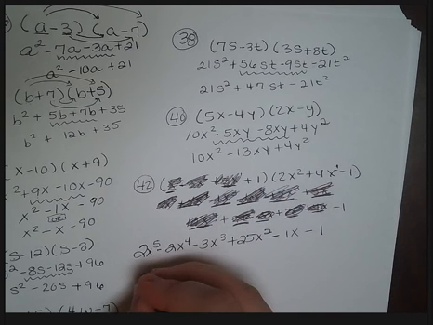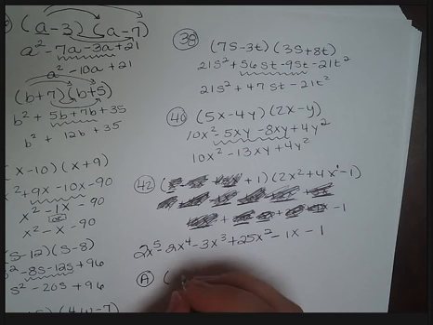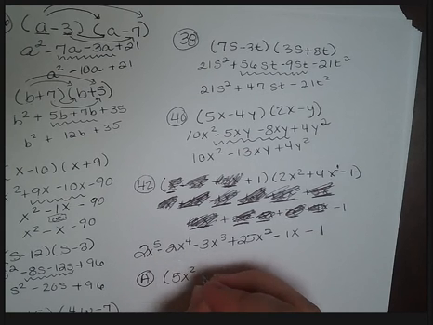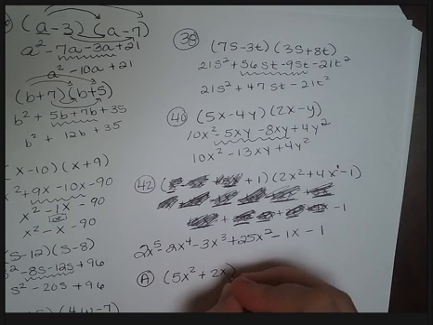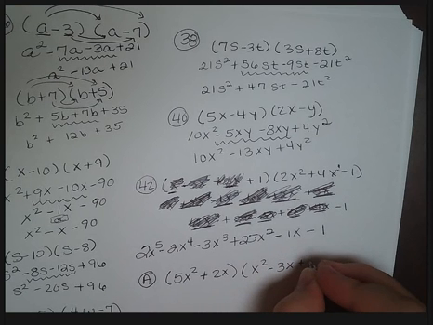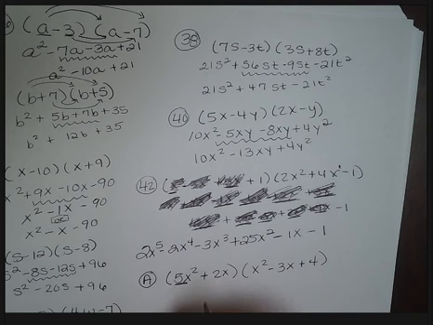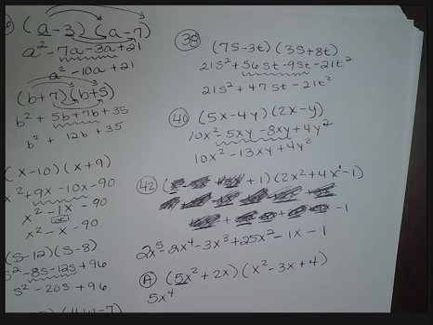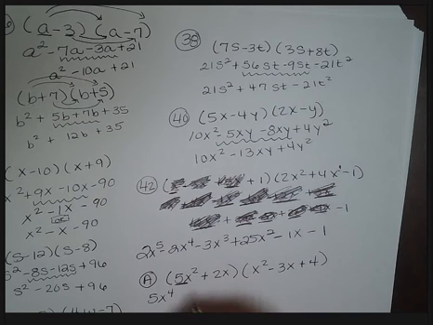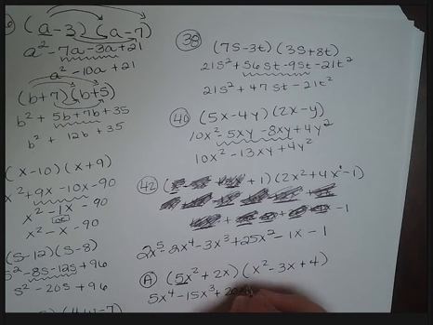I'm going to do a problem A here real quick. This is more of the type of problem that I would give you on the test. Let's say 5x squared plus 2x times x squared minus 3x plus 4. So we would take our 5x squared and multiply it by everything on the inside. 5x squared times x squared is 5x to the fourth. 5x squared times negative 3x is negative 15x to the third. 5x squared times 4 is 20x squared.